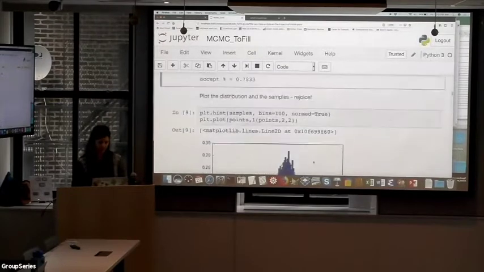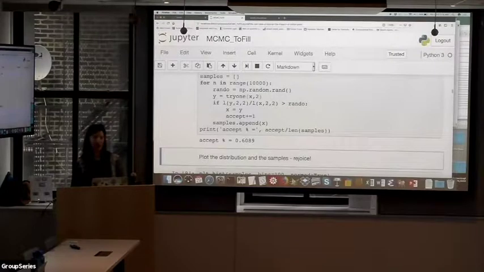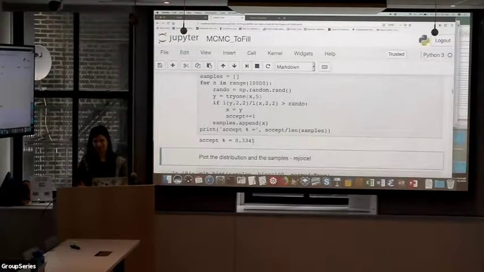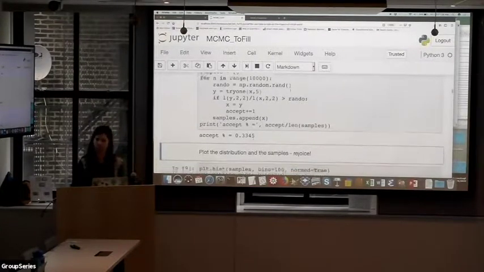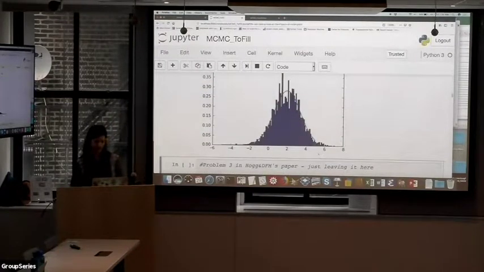But here, yes, I think we could try, which I wanted to do later, but we don't have that much time. If you put 2 here to make our proposal density larger, you can see that the acceptance rate is down. This is the simplest thing that you can move around. For example, if I make the standard deviation of the proposal density 5, now I get an acceptance rate of 33%, which is probably closer to where I want to be. And this is how my samples look.